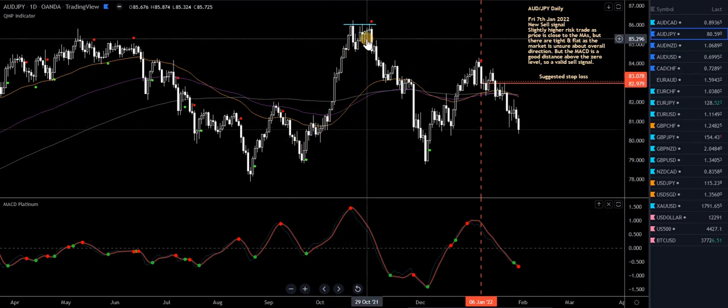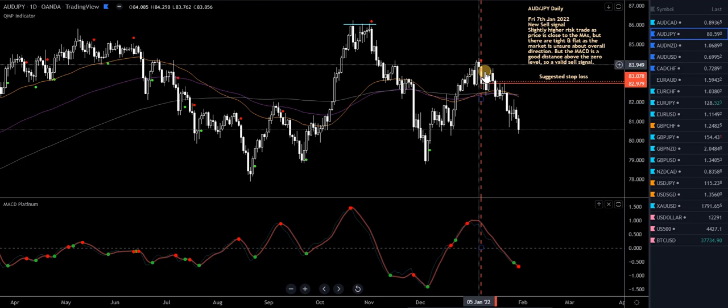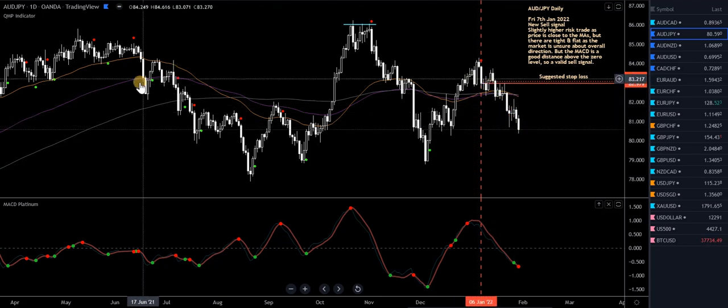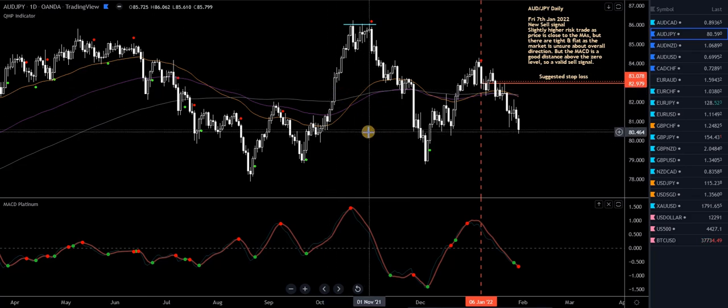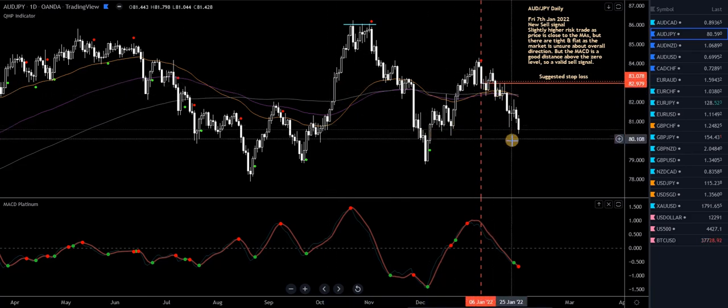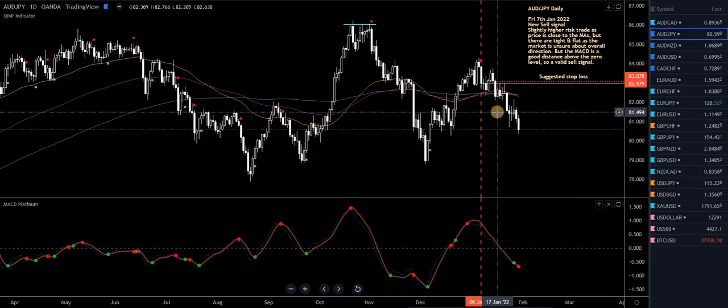Look, move like that and move down like that, and move up, move down. Sometimes it's like shooting fish in a barrel. Other times it's hard work. So it's just the nature of the beast with trading. So we're in a sell here, going down, but let's just look at the MACD.